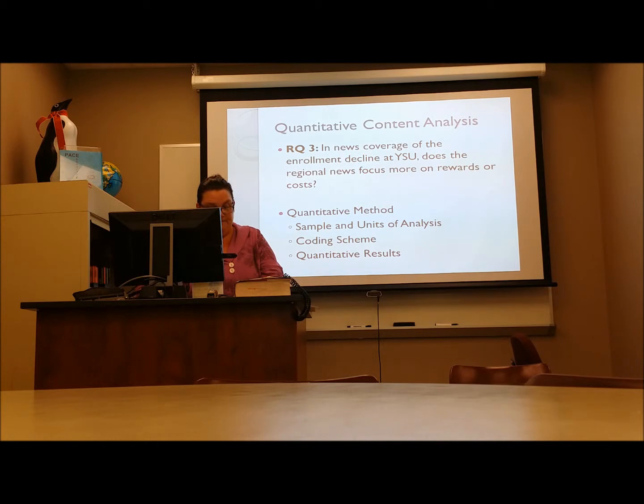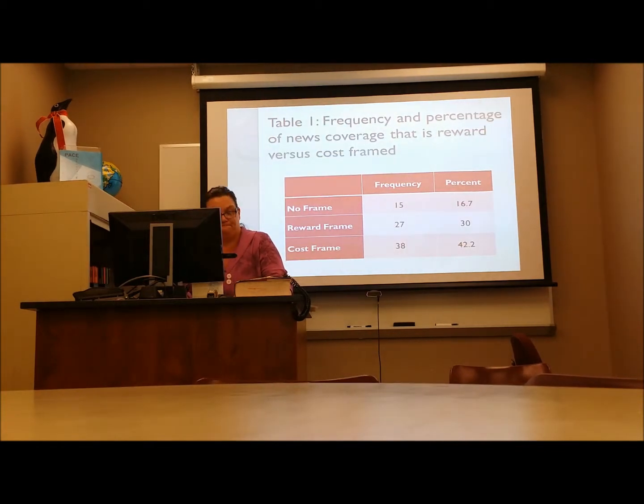Two coders were acquainted with the purpose of the study, and they coded each paragraph of each article. Overall, the coders were reliable at 89% agreement. The frequency and percentage of the target of each paragraph, which we will now look at, looks like this. The first part we will discuss is the frequency and percentage of news coverage that is reward versus cost framed.